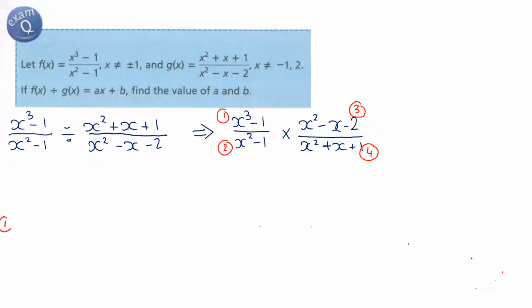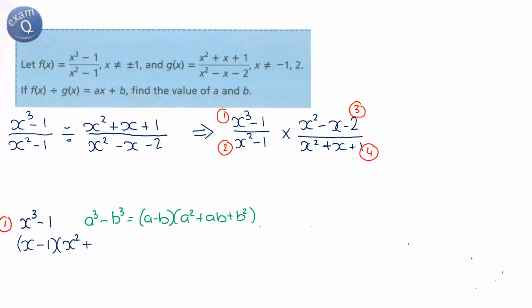So let's look at number 1 here then. So we have x cubed minus 1. Hopefully you remember your formula for the difference of two cubes. It's a minus b, a squared plus ab plus b squared. If you're not sure about it, there is a video done on factorization that you can go back and look at. So what that means for us is we're going to have x minus 1, x squared plus x plus 1. Okay?